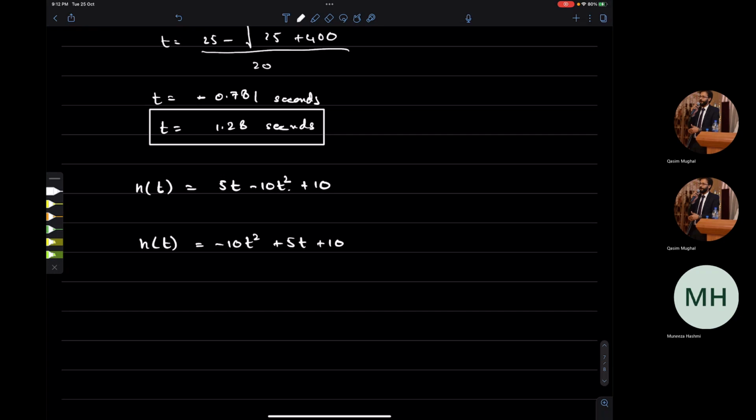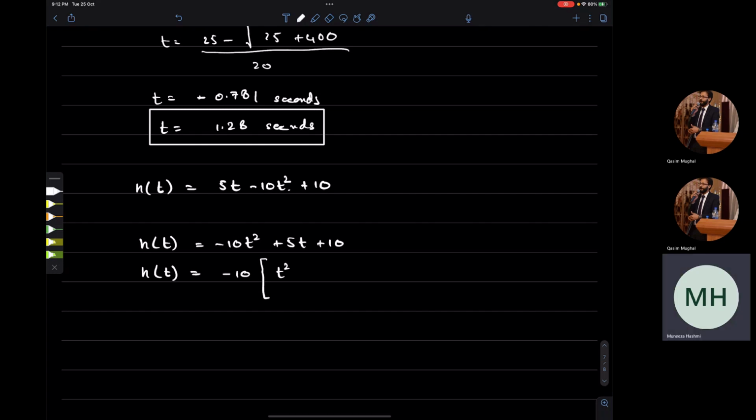Okay, now what am I going to take common from here? I need to make the coefficient of the squared term 1. So negative 10. Then it's going to be t squared minus 1 by 2 t and minus 1, isn't it? Yes. Okay.